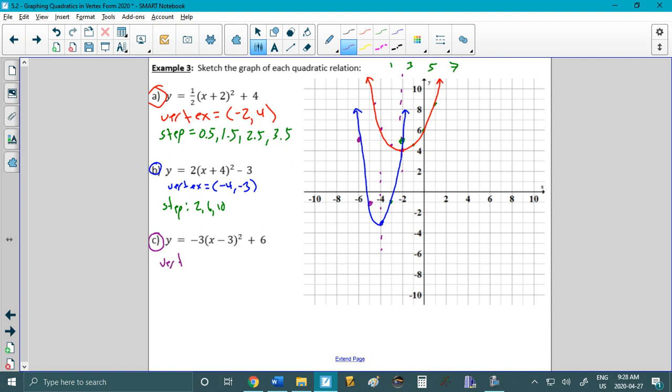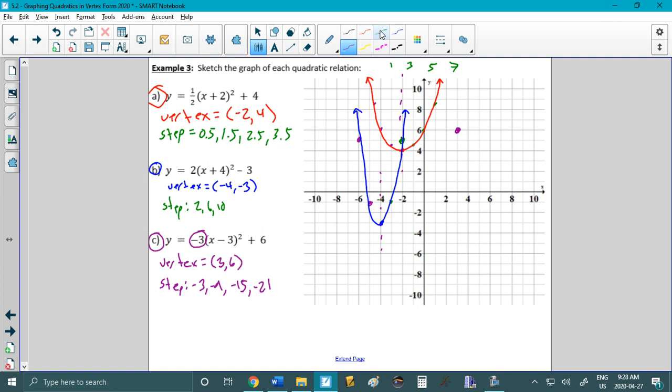So first, the vertex. I change the sign on this number in here to +3 and 6. And then I do the step. It was 1, 3, 5, 7. Each number gets multiplied by -3. So -3, -9, -15, -21. I won't be able to fit all of those, right? It's a 10 by 10 grid.